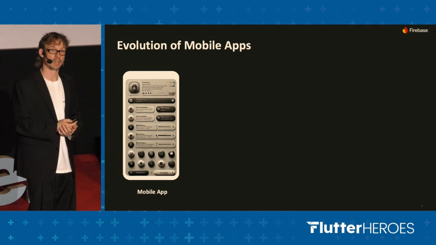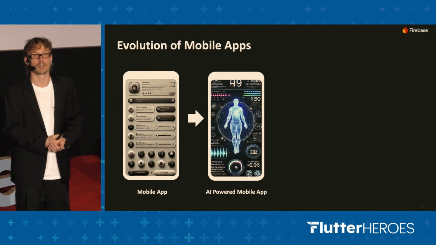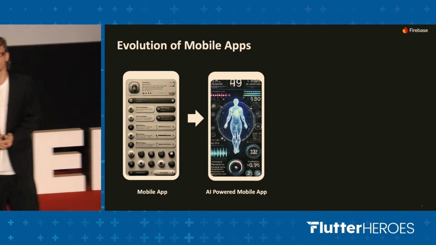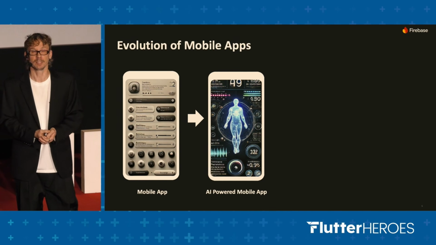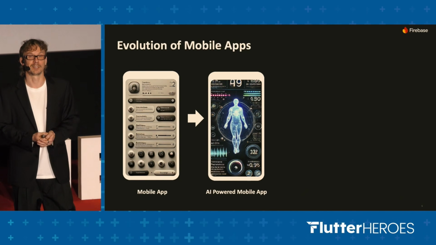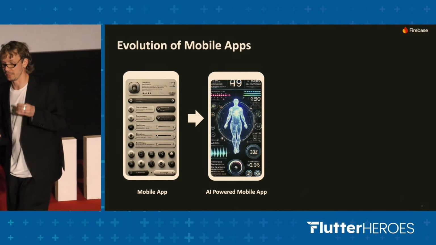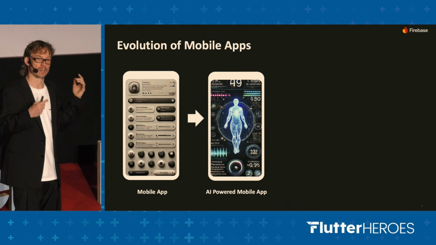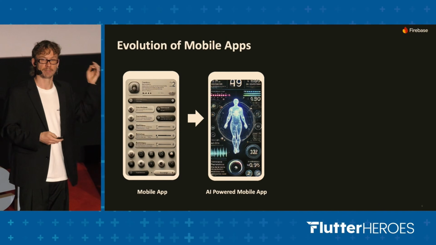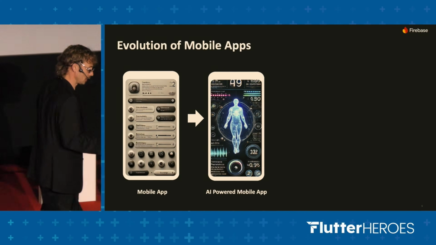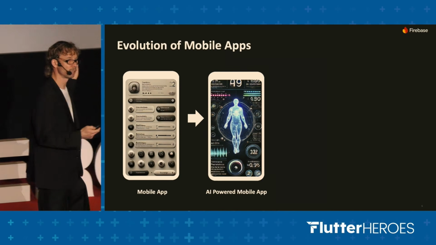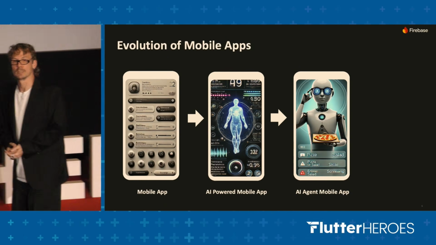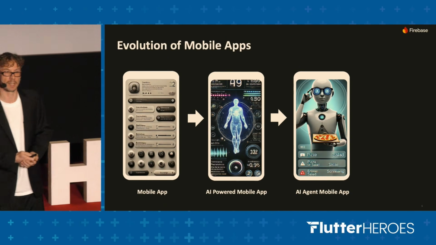But now the applications that we are implementing right now usually have to be AI powered. What does it mean? It means that this application has some AI functionality, but it's just the beginning, because AI powered apps are just simple apps with AI. But the next step will be applications with AI agents.